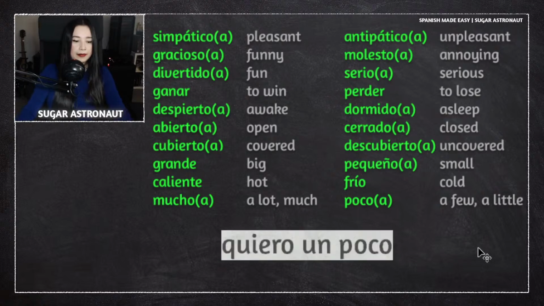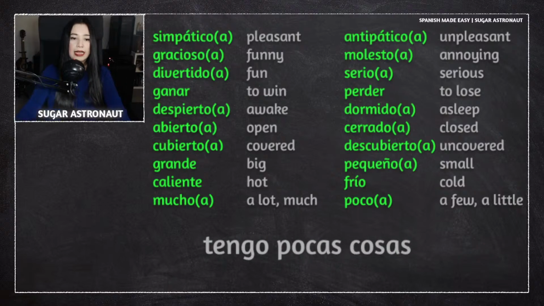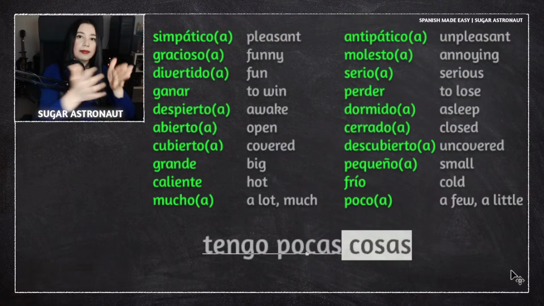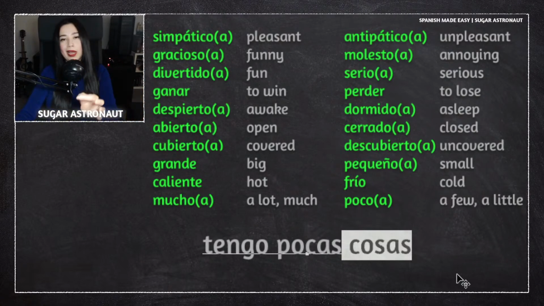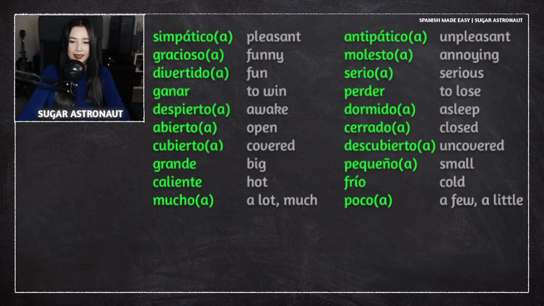Or you can say tengo pocas cosas. This means I have a few things. In this situation, we're putting this before the noun. That's how it works when using poco, poca. You usually put it before the noun. Tengo pocas cosas. Cosas, plural and feminine. That's why we're using pocas. Interesting. Now the next one.